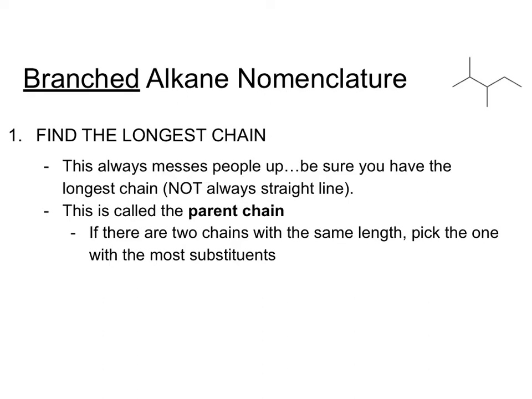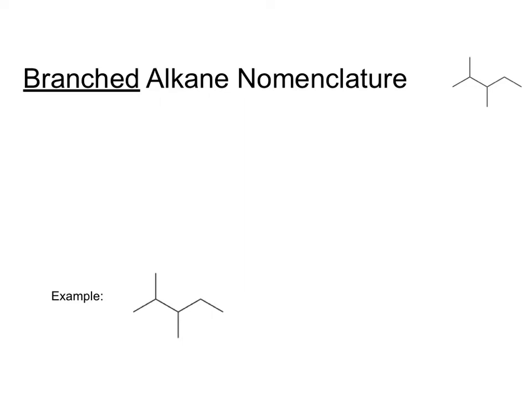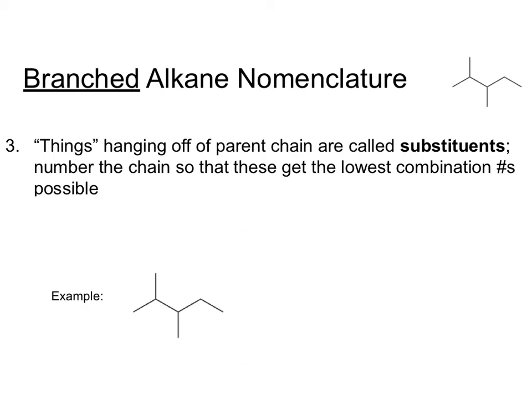And then from there, you're going to place that parent chain at the end of the name. So if we look at this example molecule on the top, the parent chain here does happen to be horizontal, the straight line, 1, 2, 3, 4, 5, and based on the prefixes from the previous slide, that would mean that the end of our name would be pentane. And then I have to use additional steps in order to account for these groups that are hanging off the end of the chain.